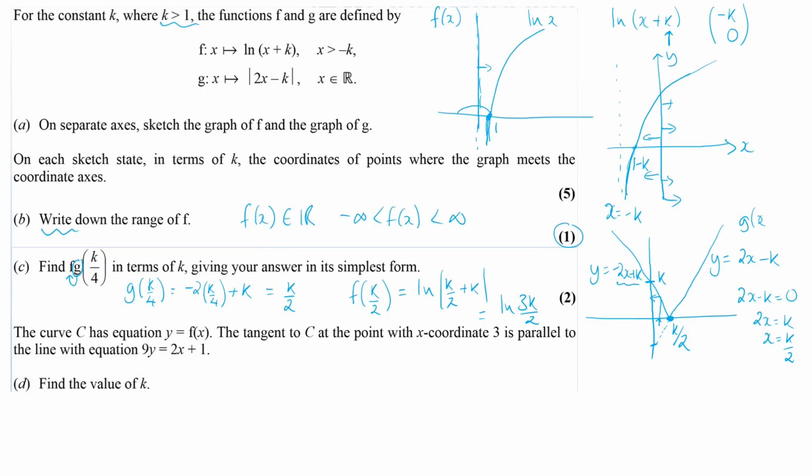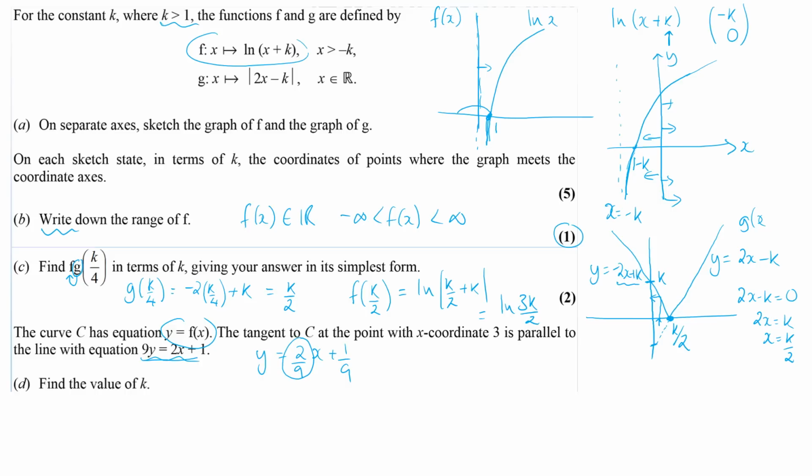Now part D, the curve C has equation f of x. So this is our f of x, this is C. The tangent to C at the point with x coordinate 3 is parallel to this line here. So we're talking parallel, and this is just a straight line. We'll need to get y on its own to get the gradient. So we can see that the gradient of the line is 2/9. Now where will the curve C have gradient 2/9?